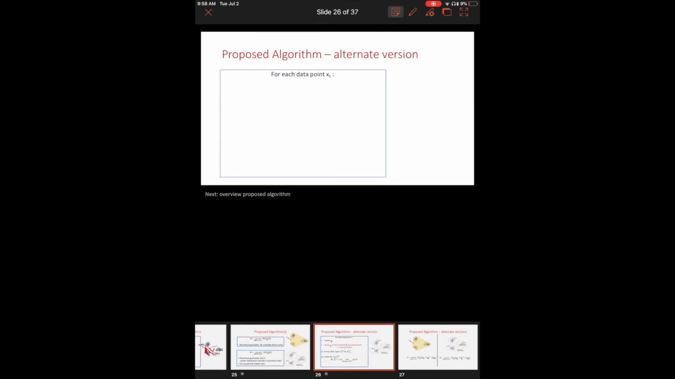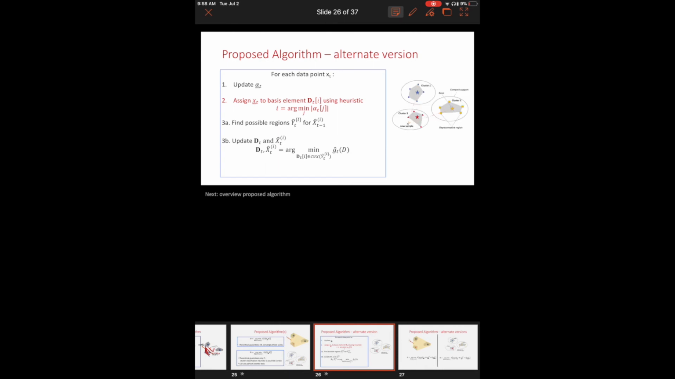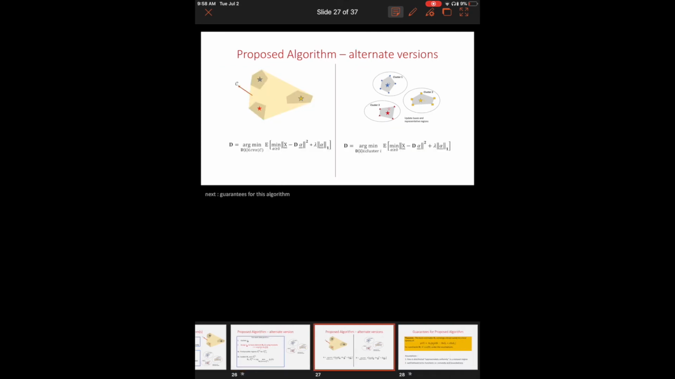The proposed alternate version of the algorithm just modifies the classification step, where instead of uniformly randomly assigning the data point, it uses a heuristic approach to assign the data point to the basis elements, which correspond to clusters. And this approach now solves these two versions of the minimization problem.